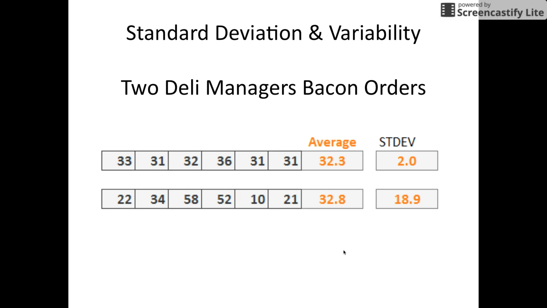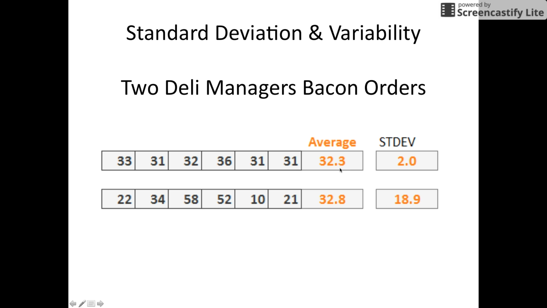The other thing we can look at is just the variability. So if you look at these two orders of bacon, the top order, all the orders are within our 30-something. So there's not a lot of variability. And look at that, a nice small standard deviation. The lower orders, however, are all over the place, 22, 52, 10, tons of variability. And it has a high standard deviation.